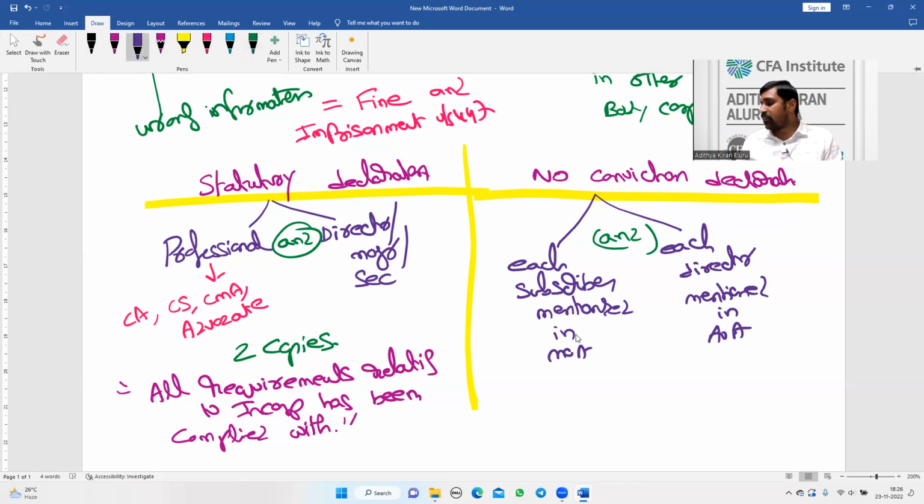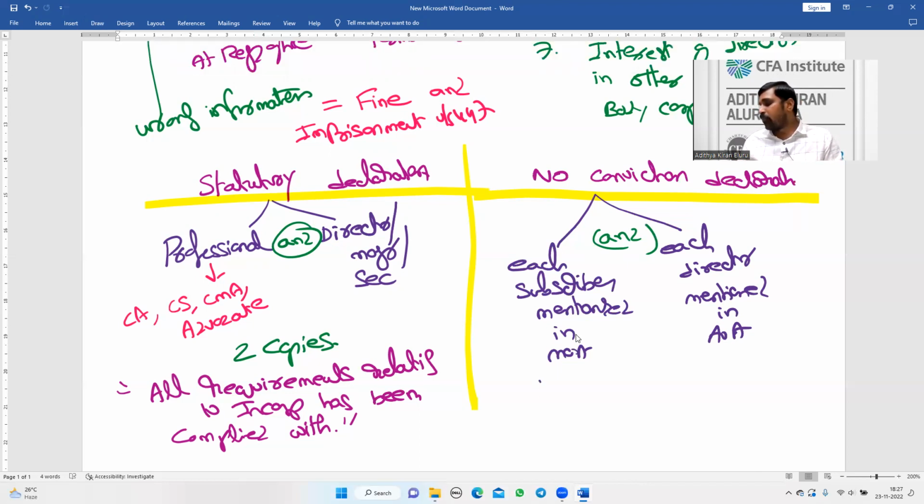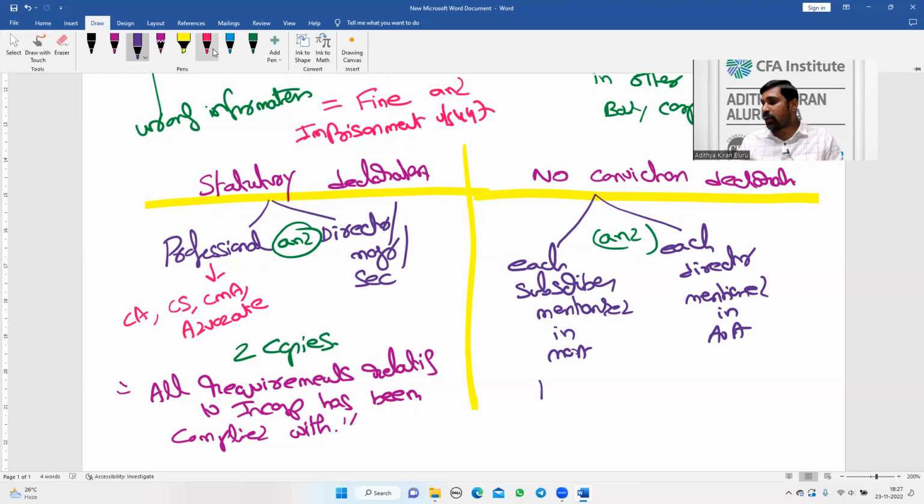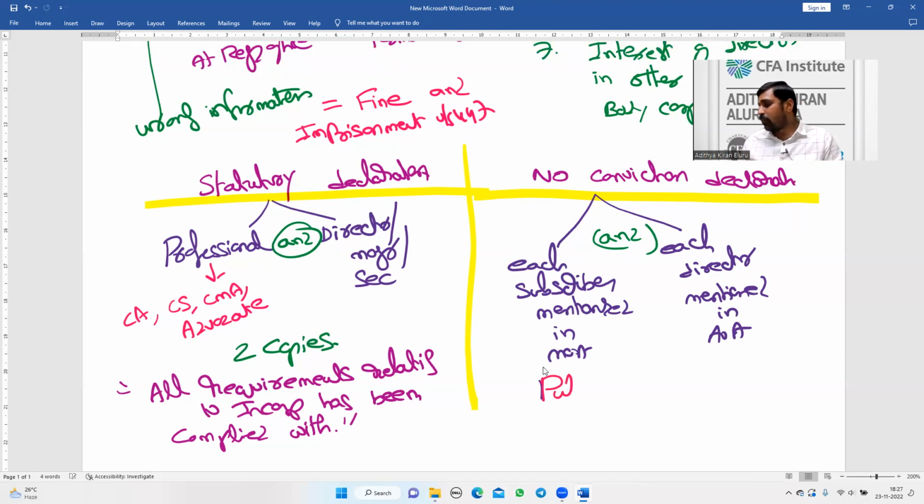So if I have 7 subscribers and 3 directors, that means for a public company we have a total of 10 copies. For a public company we have a minimum of 7 members and a minimum of 3 directors. So I may have 10 declarations. If the same person is acting as a member as well as a director, then 7 is enough. If members are different and directors are different, then 10 copies.